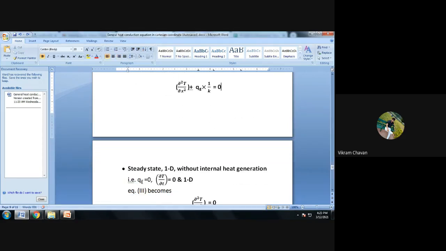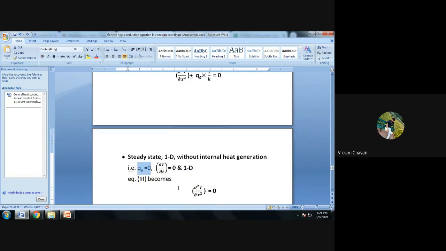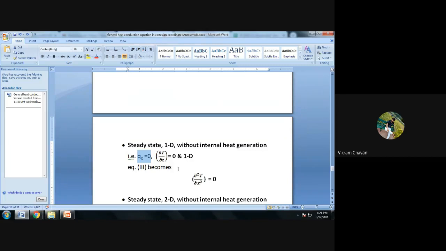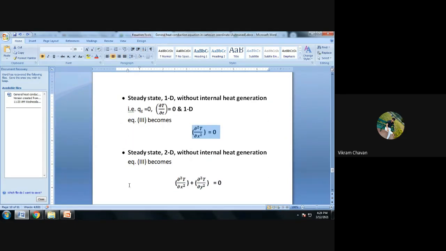Further, we have considered the steady state one dimensional equation without heat generation. Steady state means ∂t divided by ∂small t is equal to 0. One dimensional means only one coordinate we have to consider, and no internal heat generation means qg is equal to 0. So after applying this to equation number 3, we get this equation. Further, we have considered the steady state two-dimensional equation without heat generation.